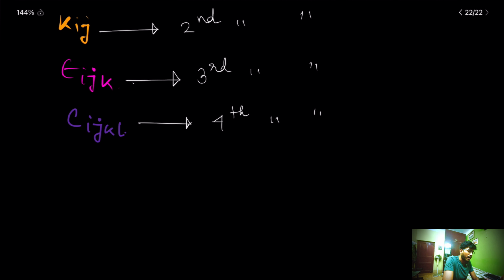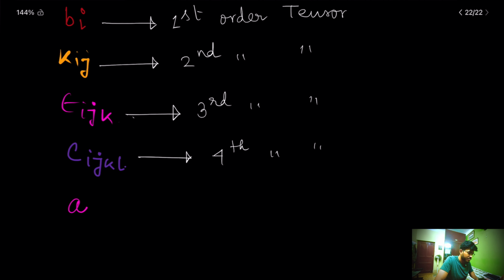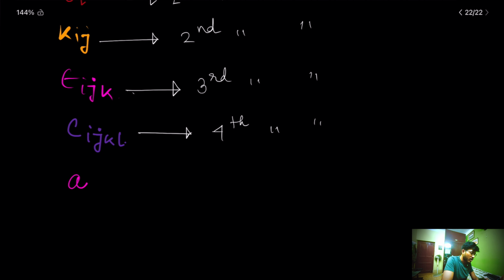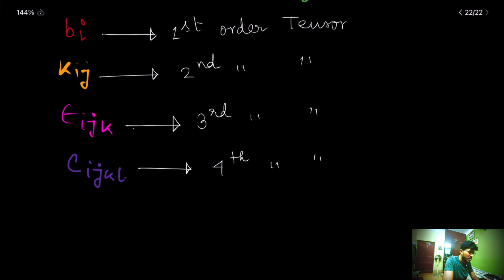Now if I have any quantity that is a constant, maybe a, so let me write it with green color. So a is a constant, it has no free index, or in other words 0 free indices, so it is a 0th order tensor. Clear?